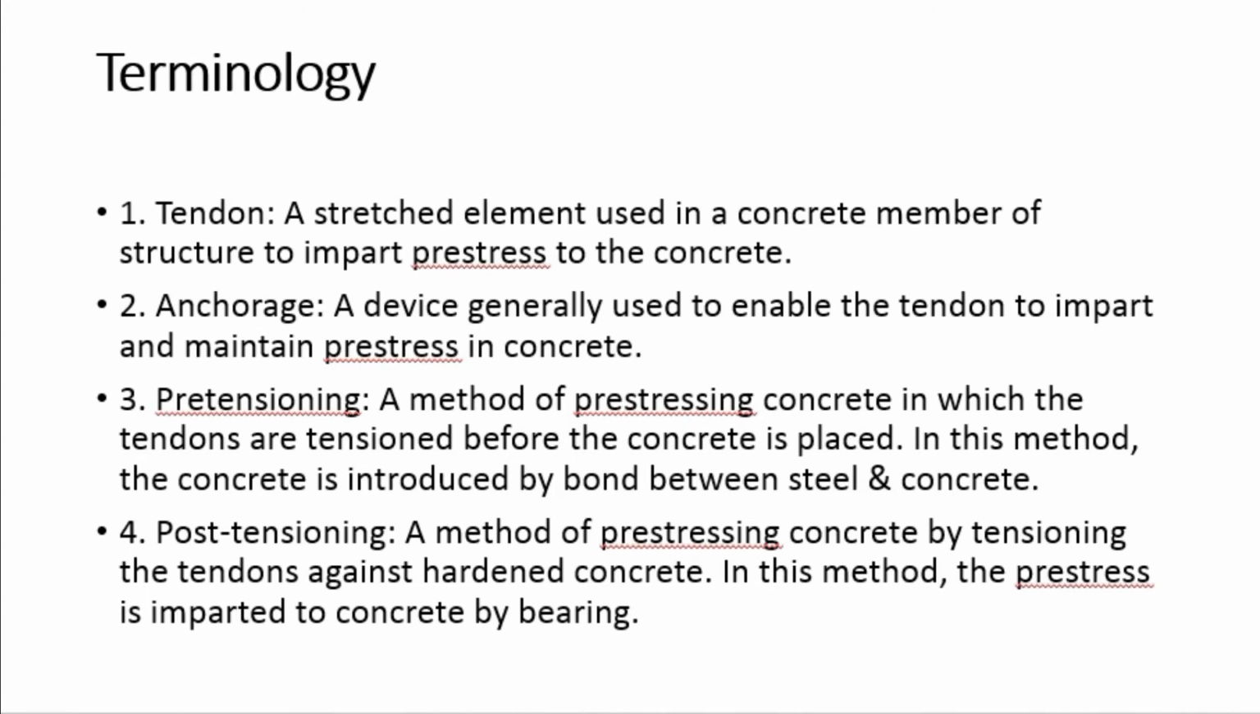There are two methods of prestress. It may be pre-tension or post-tension. Pre-tension means first the tendon is passed through anchorage and it is stressed to a limit. Thereafter concrete is poured between the anchorages and cured. Thereafter these tendons are cut. This is called pre-tension.